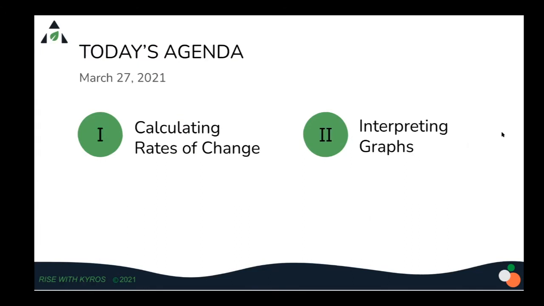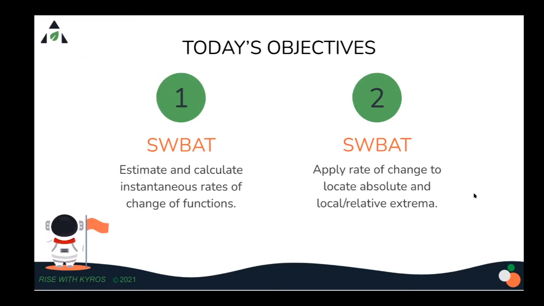We have 2 objectives, which will be our regular agenda, 2 different objectives. Our first one will be calculating rates of change. So again, before we get started with this, I would like everybody to just grab a piece of paper and a pencil. We are doing 2 different objectives, calculating rates of change and interpreting graphs. So let's get started with calculating rates of change.